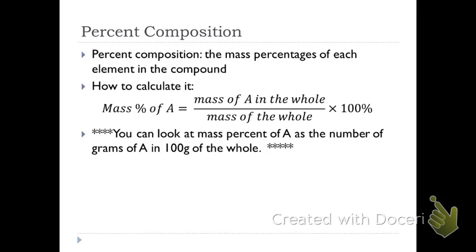Basically what you can do is you can look at mass percent of an element like A as the number of grams of A in 100 grams of that compound. So if it's 12%, then you have 12 grams of A in 100 grams of that compound.